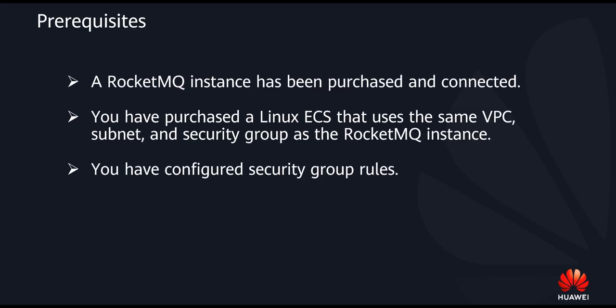The prerequisites for resetting the consumption progress are as follows. 1. A RocketMQ instance has been purchased and connected. 2. You have purchased a Linux Elastic Cloud Server (ECS) that uses the same VPC, subnet, and security group as the RocketMQ instance. 3. You have configured security group rules.